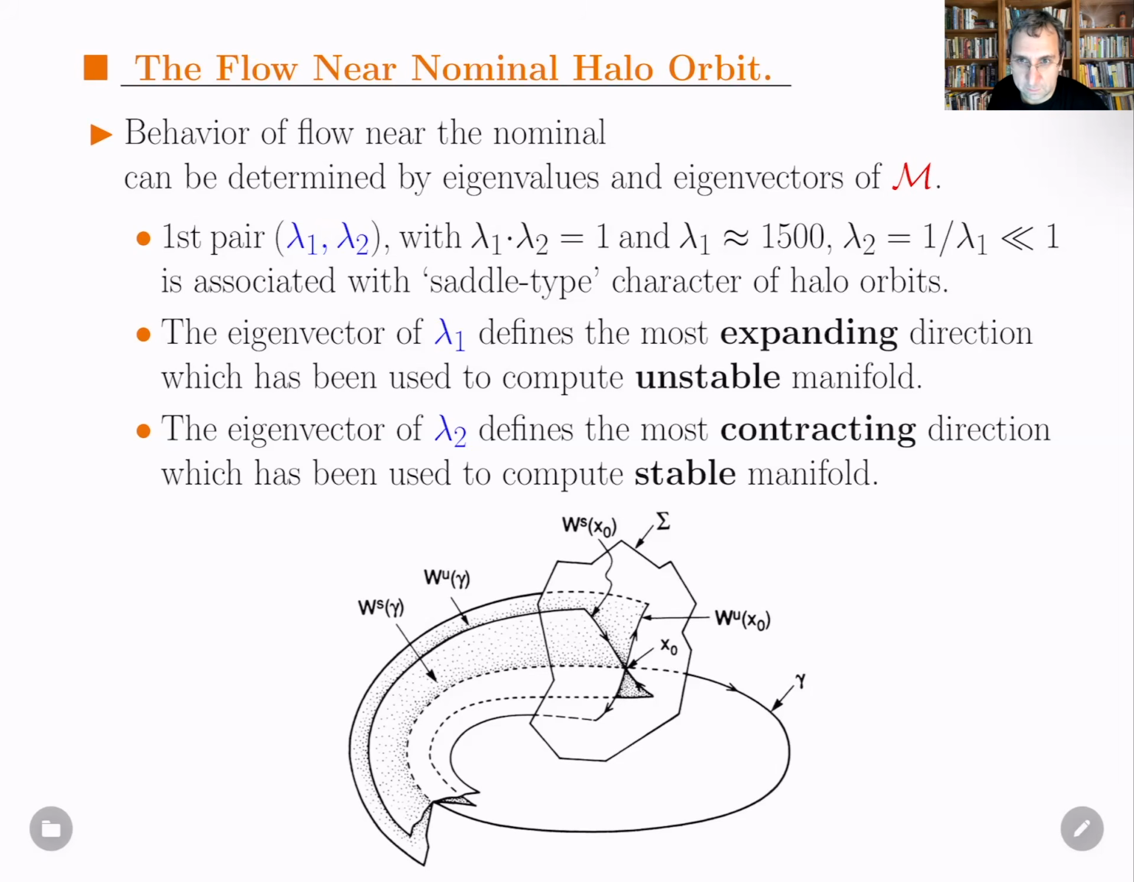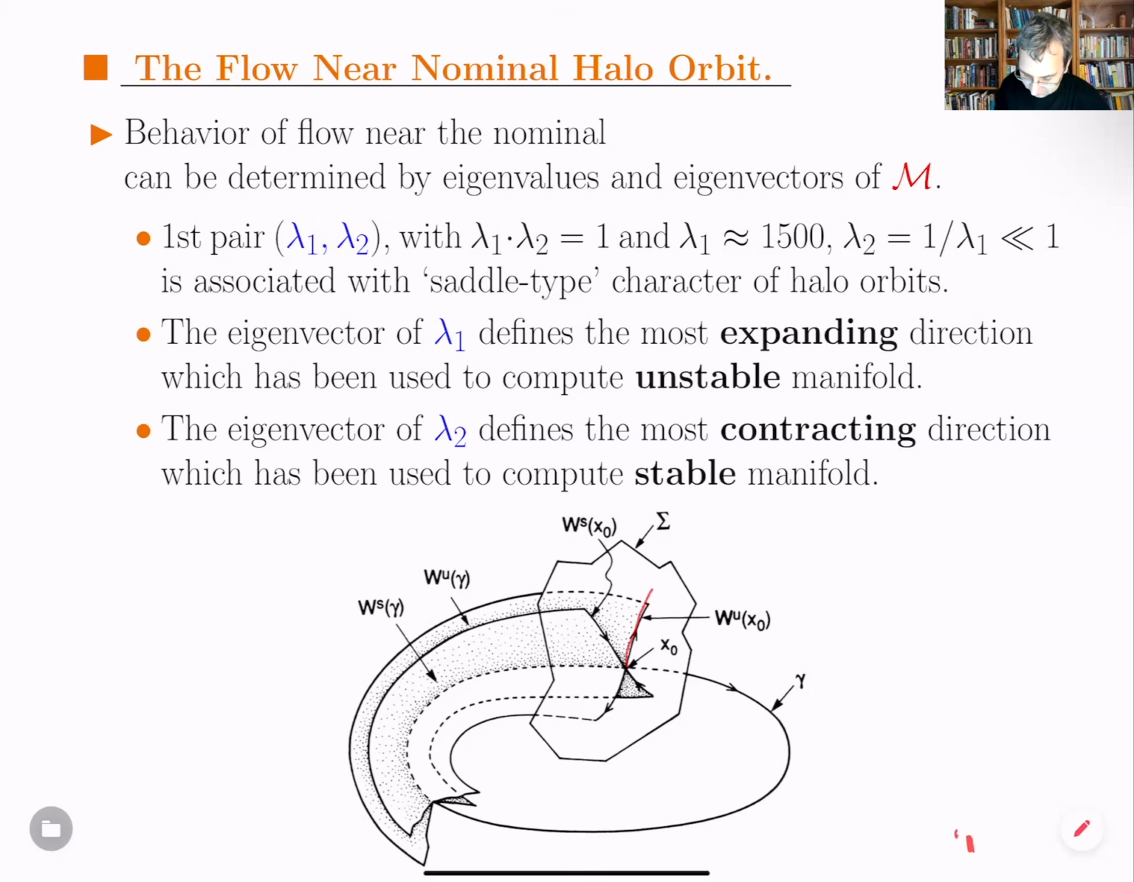So the first two, let's say we could group them in terms of pairs. The first pair, lambda1 and lambda2, are real, at least for Sun-Earth Lagrange points. Lambda1 is much greater than 1, around 1500, and then lambda2 is 1 divided by 1500. So these two are associated with the saddle type character of the halo orbit.